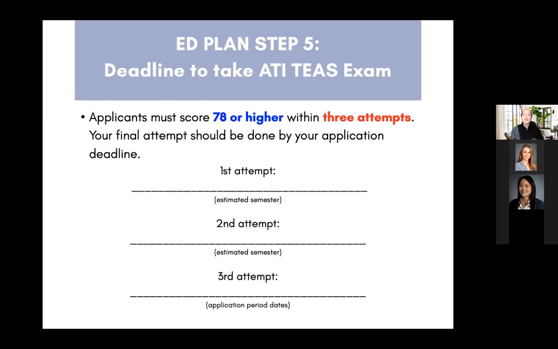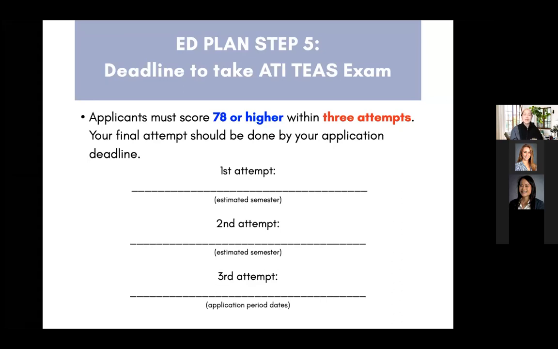Now, 78% is the minimum score that you must have in order to be able to apply to the nursing program. But I want to note that the higher the better. For example, the average score of the students admitted last spring was 89.9%. So that's a lot higher than the minimum required in order to apply.